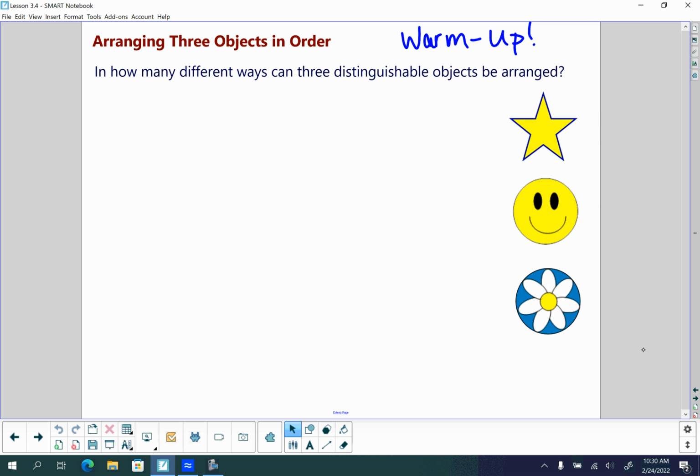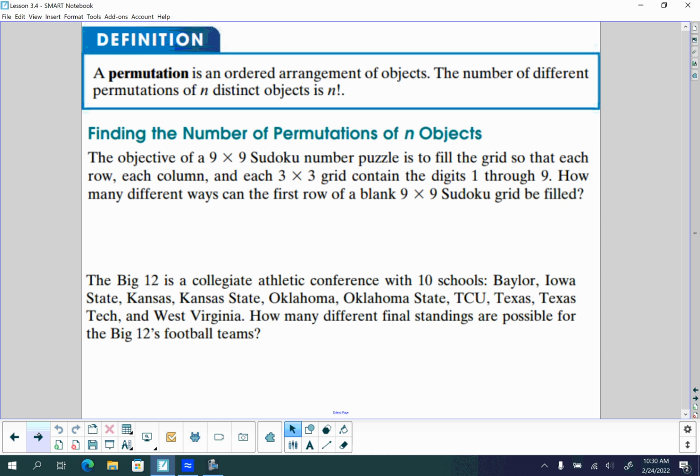So 6 total. And the calculation technically that we're doing is we're using a factorial. Do you guys remember the exclamation point symbol? All right, so a factorial is where you multiply that number by all the integers below it all the way down to 1.